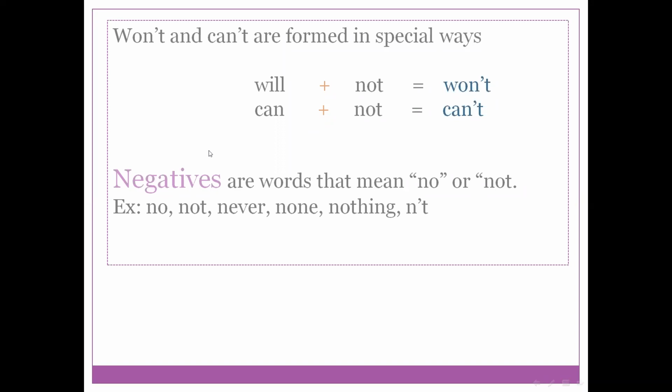Okay, now negatives are words that mean no or not. Examples of negatives, girls: no, not, never, none, nothing, and the contraction n't. The contraction for not is n apostrophe T. Now, let's talk more about negative and positive words.